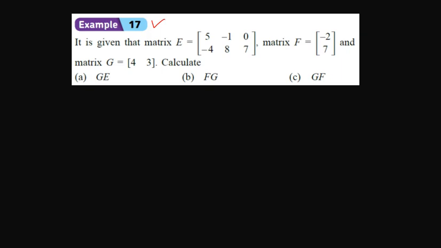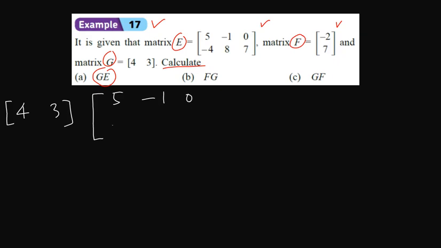Okay. Let's see example 17. You are given matrix E, matrix F, and matrix G. We need to calculate GE, matrix G times matrix E. So we write matrix G first, 4, 3, times 5, -1, 0, -4, 8, and 7. What we do is make one line here.